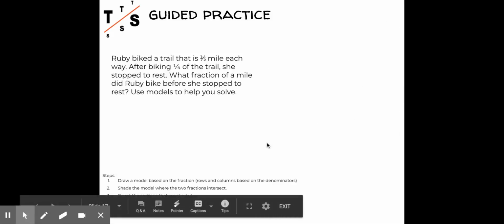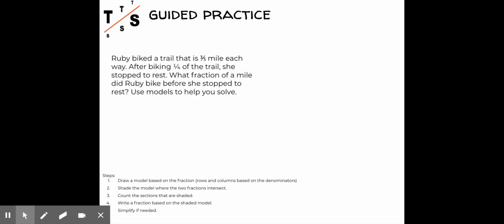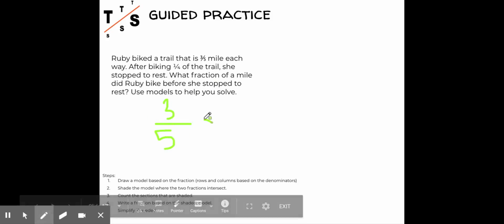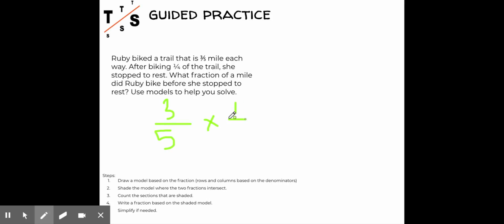Let's try this word problem. Ruby biked a trail that is 3/5 mile each way. After biking 1/4 of the trail, she stopped to rest. What fraction of a mile did Ruby bike before she stopped to rest? Use a model to help you solve. So it looks like we're going to be multiplying 3/5 times 1/4 because she biked a trail that is 3/5 mile. We want to know how many miles she biked, or what fraction of a mile she biked, after 1/4 because she stopped to rest.